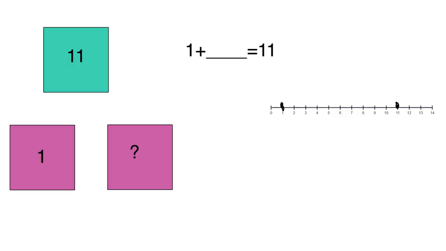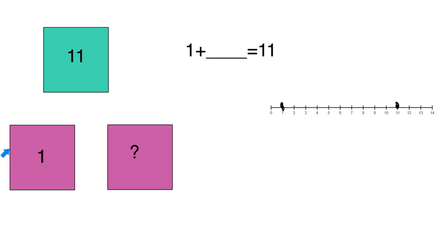So for our equation, 1 plus blank equals 11. So we know as our whole, our sum of this equation, 1 plus blank equals 11. Our whole is 11. One part we know, the other one is unknown. So we have to figure out what this is.